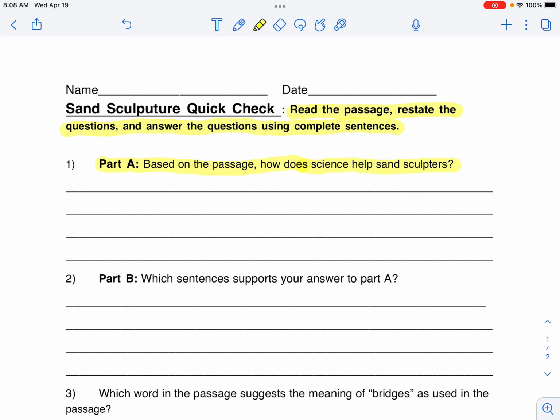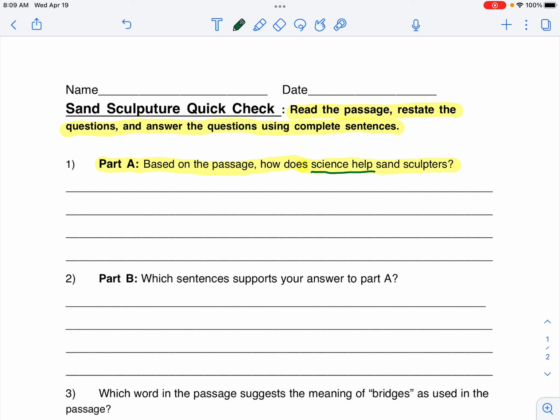Okay, the first thing I want you to do is look for a word that is misspelled in number 1 and circle it. Which word is spelled incorrectly? Okay, now that you've circled the incorrect spelling, let's look at our question. They want to know how science helps sand sculptors.